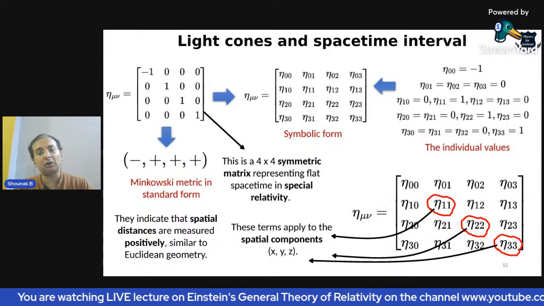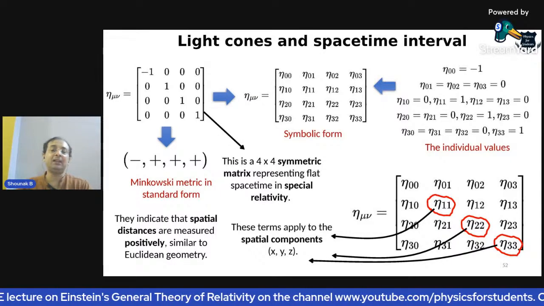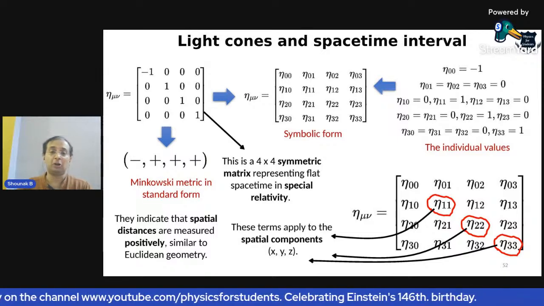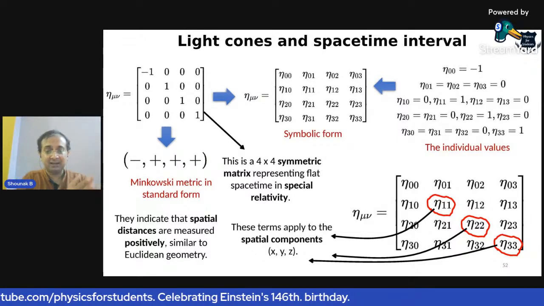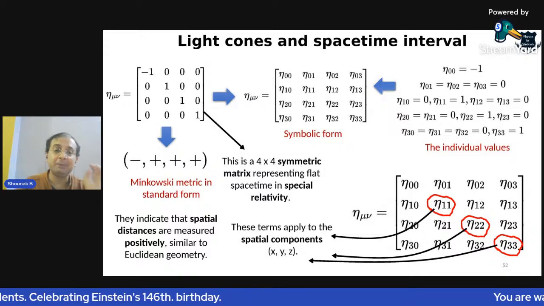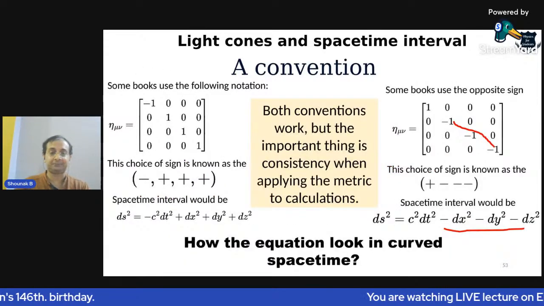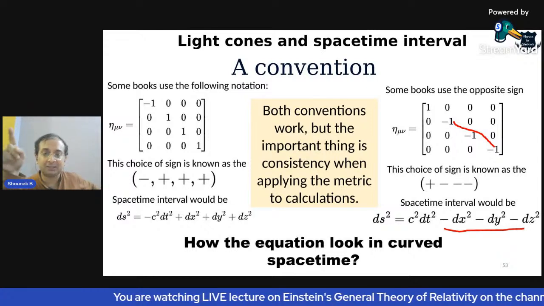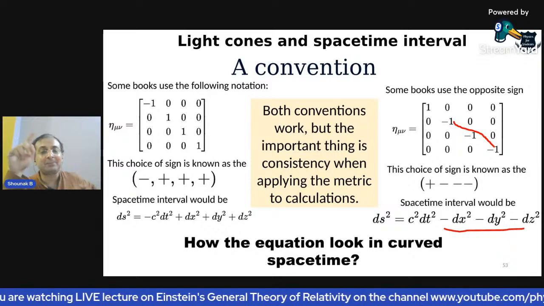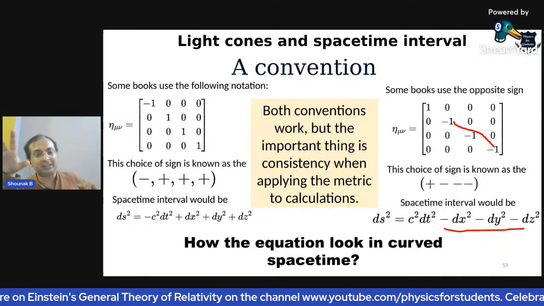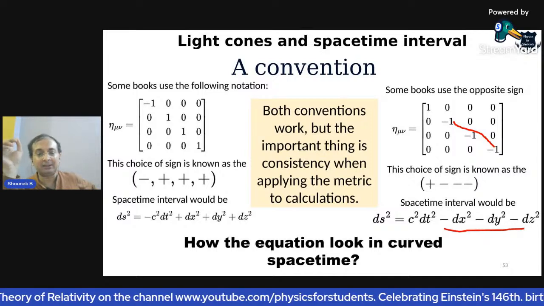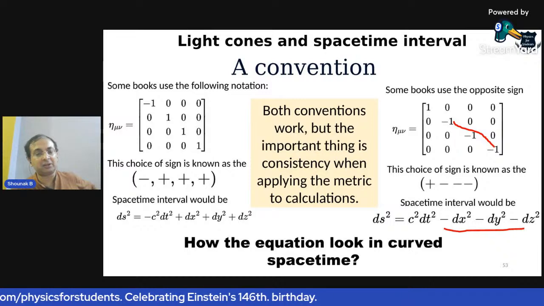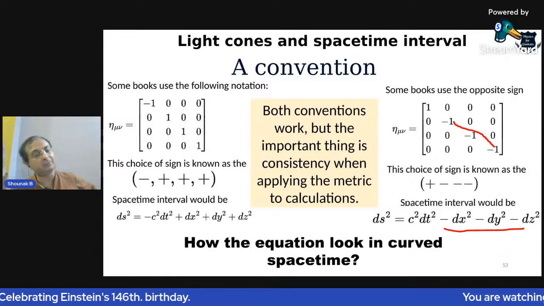The different spatial coordinates do not mix with each other, and this is why the Lorentz transformation only mixes one space direction with time, but not all. So these are terms which apply to the spatial coordinates. And remember, this is the Minkowski metric, so it is all flat. Now here is a quick note. Some books use minus plus plus plus, and some books use plus minus minus minus. Both of them are the same, it only depends on which convention you're using. Minus plus plus plus has a space-time interval, and plus minus minus minus also.